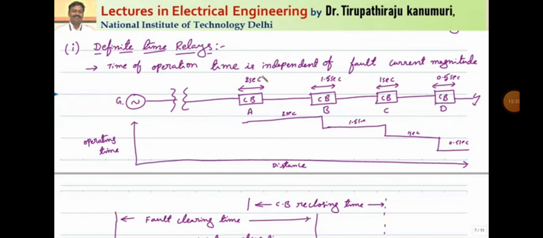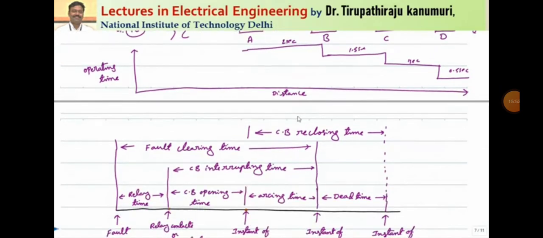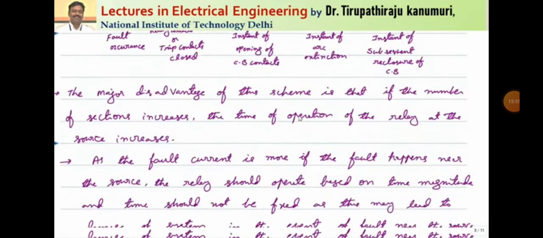So what is the solution for this? The time of operation of the relay should not depend only on the location of the fault. It should also depend on the magnitude of the fault current, or how much impact the fault is creating on your system. That should be taken care of, and that is missing in this method.